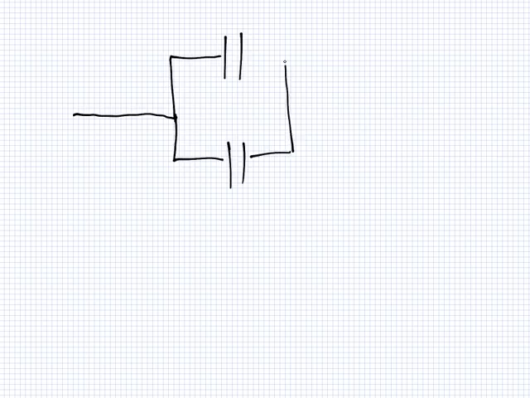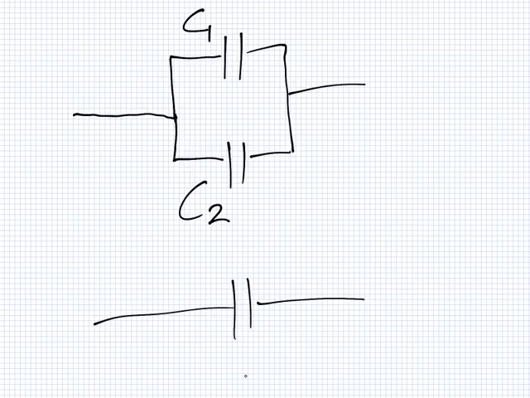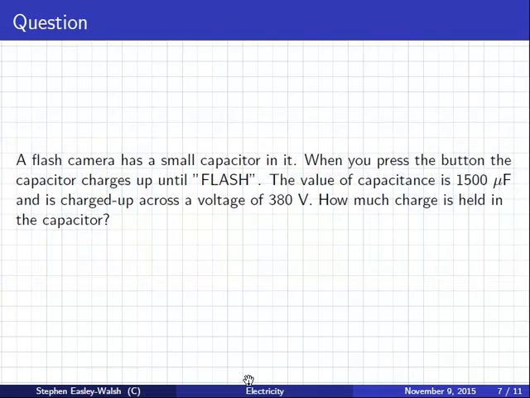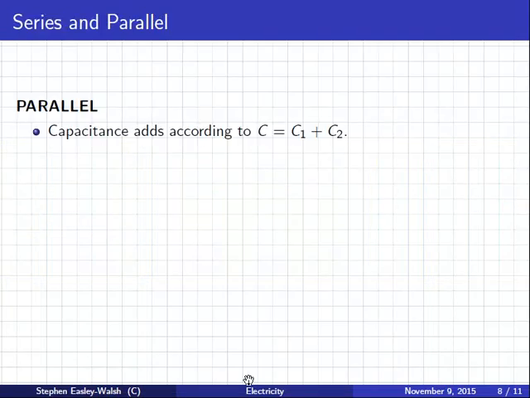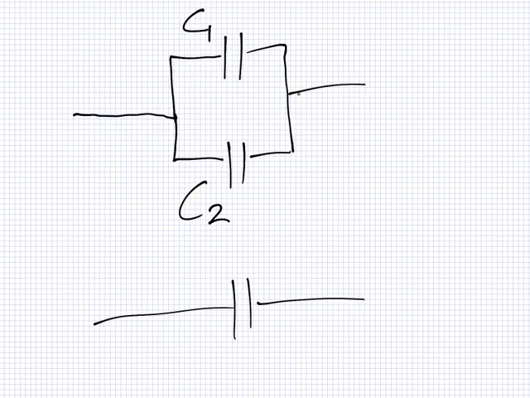Capacitors in parallel. So this one is C1 and this one is C2, and we want to know what it would be in total. When they're in parallel, capacitance adds. So the total capacitance will be C1 plus C2. Can you make note of this, please?